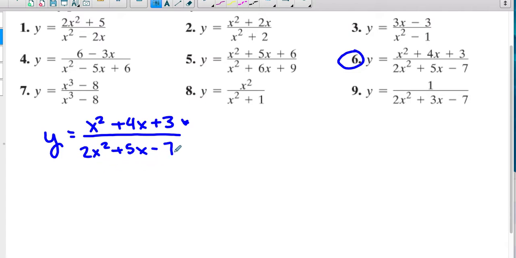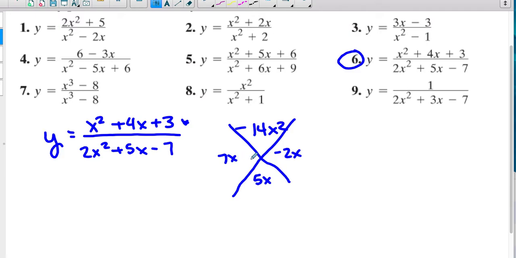So 2x squared times negative 7 is going to give me negative 14x squared. Then I want to take my middle value, and in this case it's 5x. Are there factors of negative 14 that when I add them together, it would give me 5? And in this case, that would be 7x and negative 2x. Because 7 times negative 2 is negative 14. 7 minus 2 gives me 5.